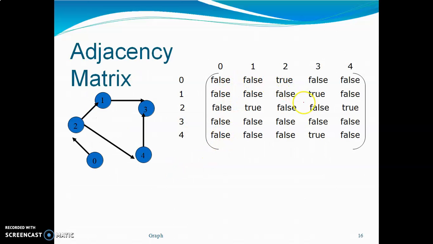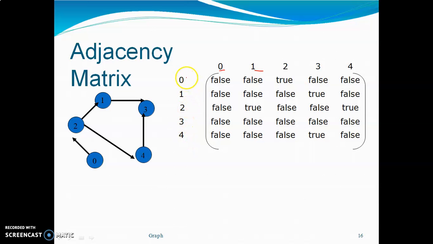Okay, this is the representation of the graph in an adjacency matrix. Here we are using false and true values for representing the edges between the vertices. If this is a directed graph, here we have 5 vertices, 0 to 4. Now we are representing those numbers as the columns 0, 1, 2, 3, 4 and also as the rows 0, 1, 2, 3, 4.